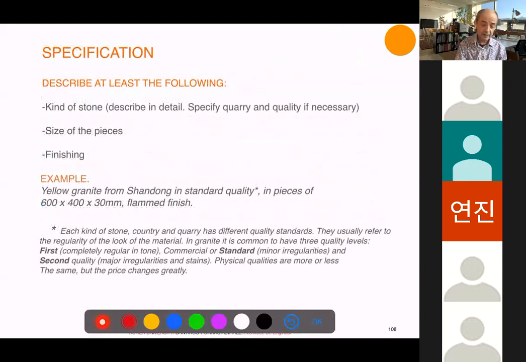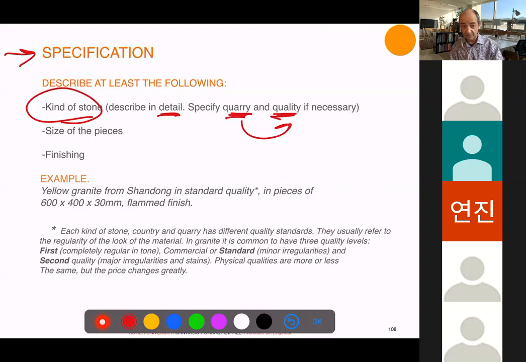And to specify, this has to do with the last lecture, but it's important you become used to specify stone not as a stone or natural stone. So at least when you explain the kind of stone you use in one project, you have to say the kind of stone and in detail. And if you can, specify the quarry and the quality, because the same quarry has different qualities of stone. The size, detail, and the finishing. This is the minimum 3 points you have to explain in any stone you use in any project.